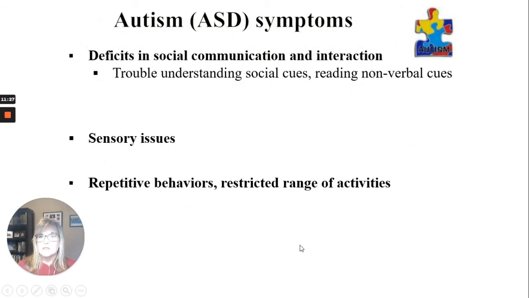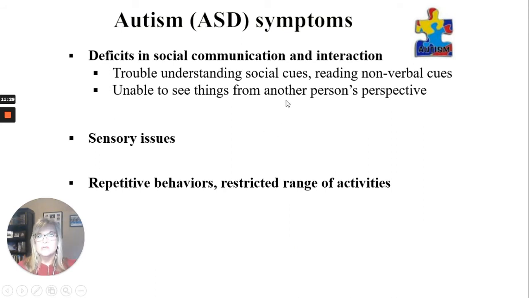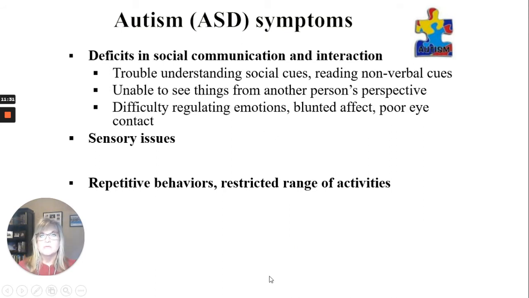So kids with autism have trouble understanding social cues, reading nonverbal cues. They have trouble regulating their emotions. So you see them, they might throw a fit or have a really extreme reaction to different situations, and it seems like it shouldn't be that extreme. They're unable to see things from another person's perspective.